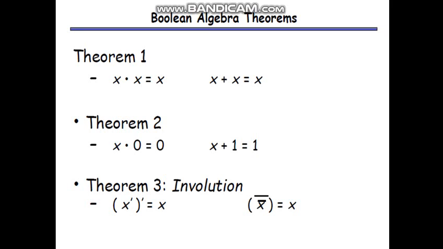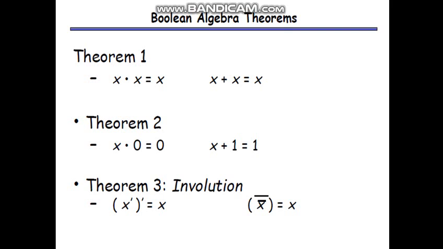There are certain theorems: x into x is equal to x. Maximum students make some mistakes when they deal with Boolean algebra. They think that it is similar to normal algebra, so for x into x, they write x square. But in Boolean algebra, x into x means x only. X plus x, there is no 2x, so it is simply x. In theorem number 2, x into 0 is equal to 0, x plus 1 is equal to 1.